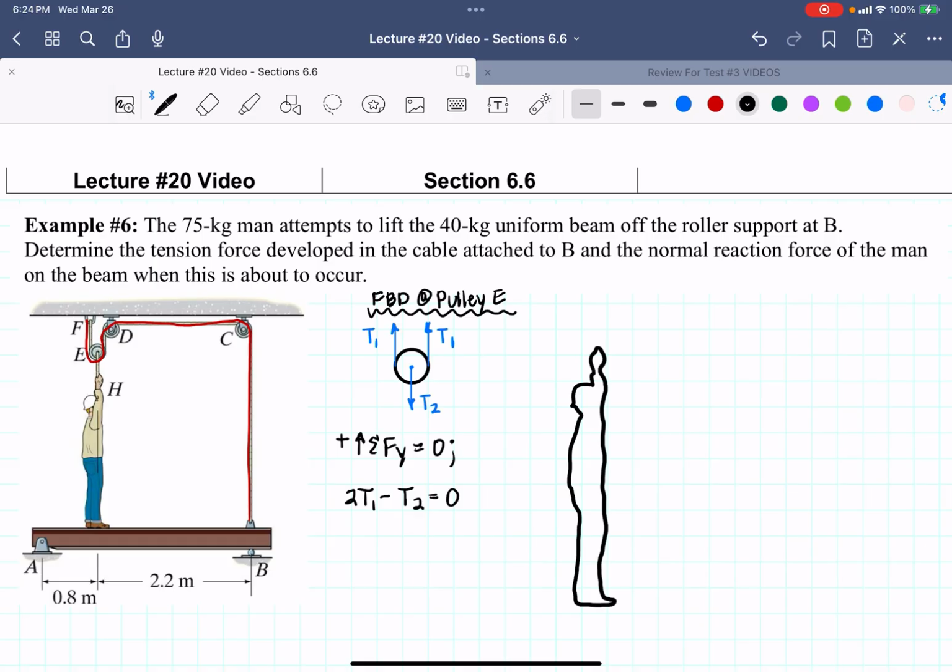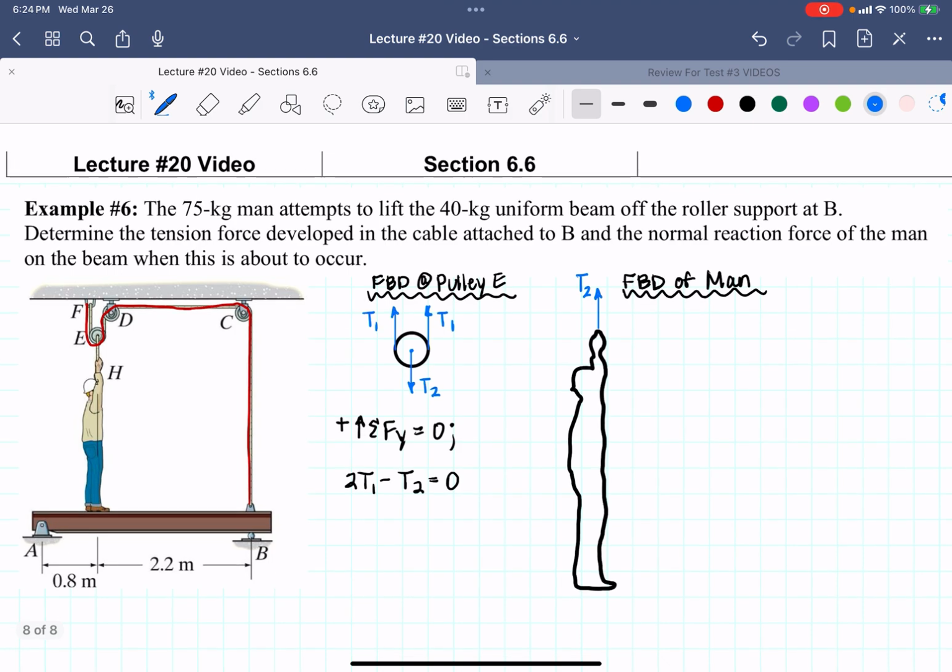Now I'm going to draw the free body diagram of the man. So you can see I've got the man here, FBD of the man. Over here is his little outline. So he's got T2 pulling straight up from his hands. Oh, why did it draw it curved? I don't know. We've got T2 going straight up, and then there's the normal force that is exerted on him. So the normal force of the man. And then we've also got his weight, which we're going to say is happening in the middle of his body.